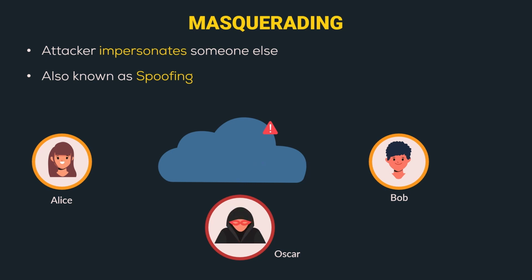Sometimes Oscar can also pretend to be the receiver of the message. In this case, Oscar establishes a connection with Alice and masquerades as Bob. Alice, under the impression that the receiver is Bob, sends a message that may consist of some sensitive information such as this, that is OTP. So this was all about masquerading attack.